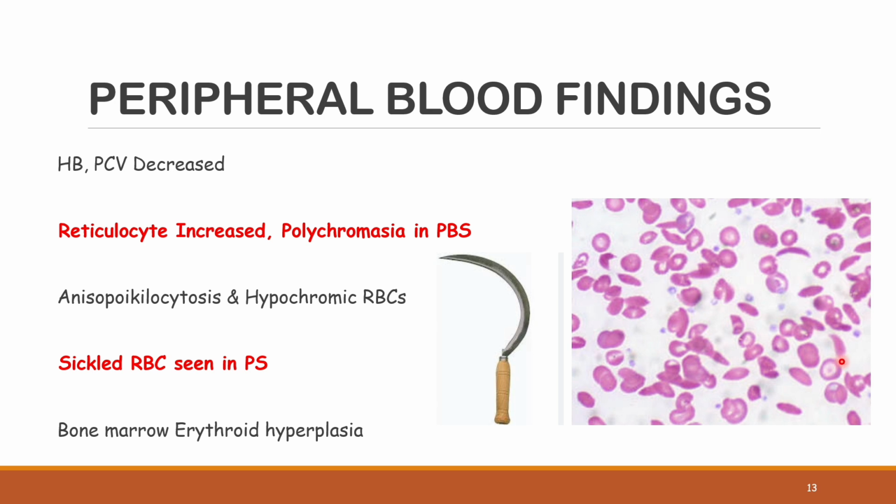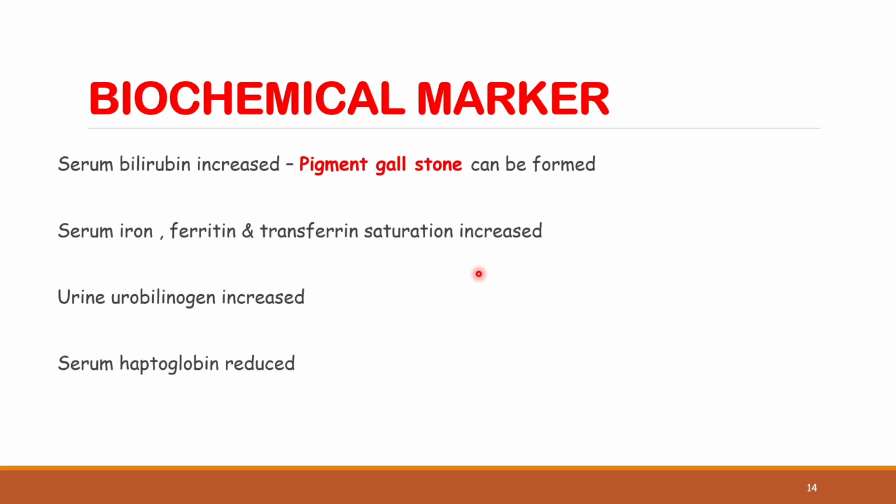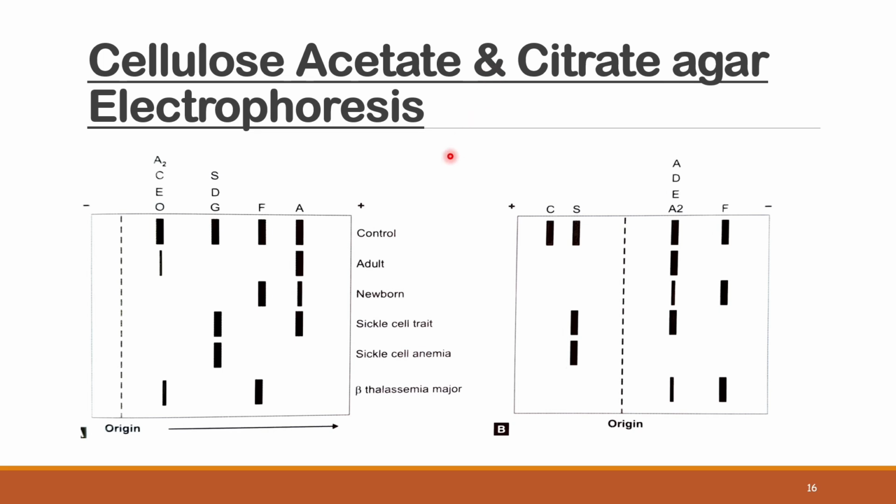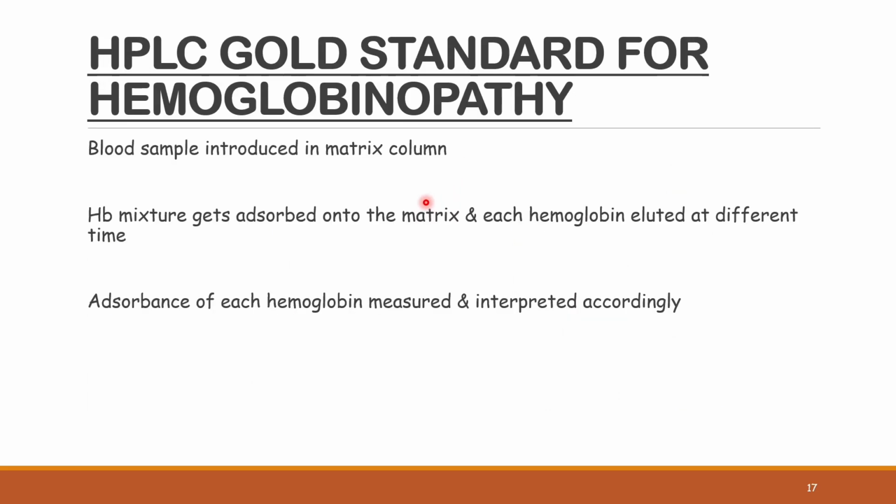In a peripheral smear, we can see target cells, anisopoikilocytosis, sickled RBCs, right, and polychromatic RBCs. In biochemistry, we can have increased ferritin, transferrin, and iron levels, and obviously because of hemolysis, bilirubin will be increased. In all hemolytic anemia, bilirubin is increased. Sickle solubility test can be performed as a screening test, but the gold standard is HPLC.